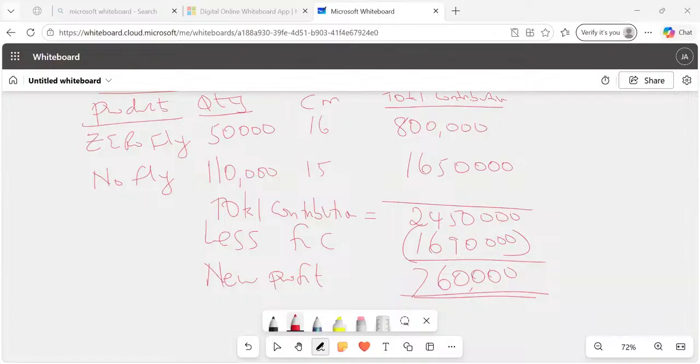We can see, of course, this is more than the 490. Because once you drop this Wi-Fi, your profits will be able to go up. At times they ask you, it will increase by how much? 760,000 minus 490,000, like that.